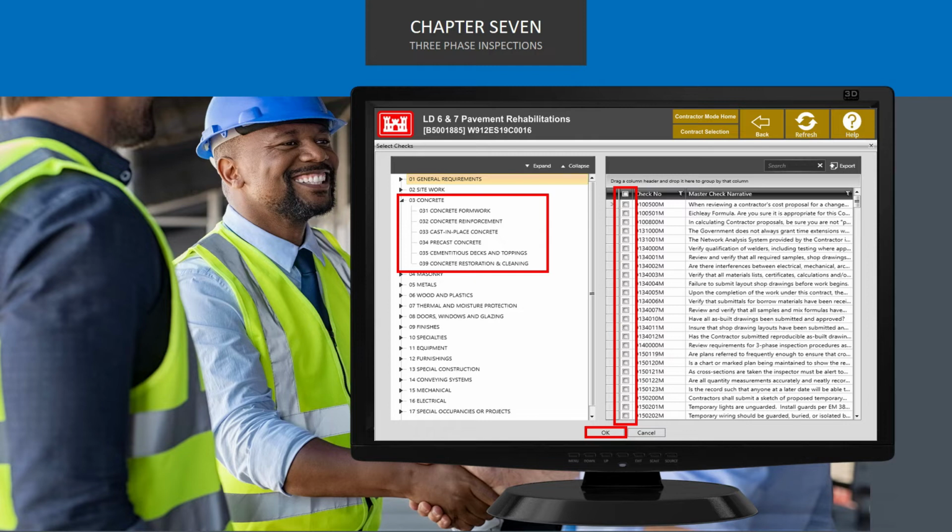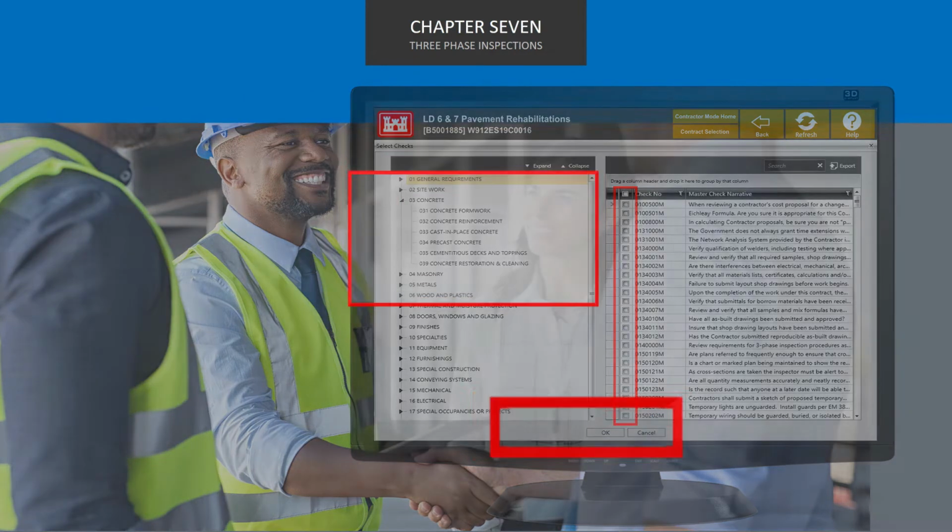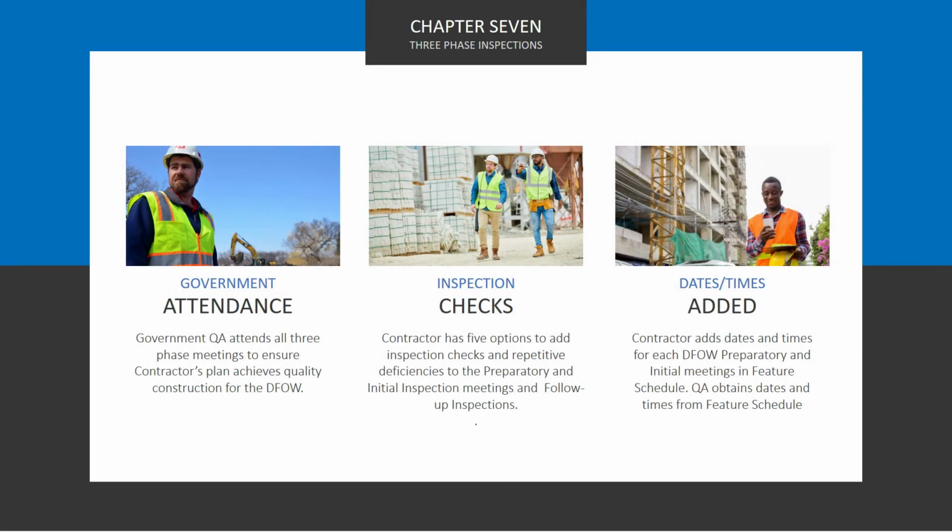To remove unwanted checks, click on Delete. You can remove checks individually, more than one at a time, or all in one step. The following is true for all inspections. The government QA will attend all 3 phase meetings. This ensures the contractor's plan meets or exceeds quality construction for the definable feature of work.